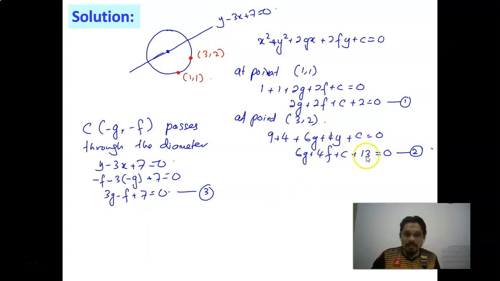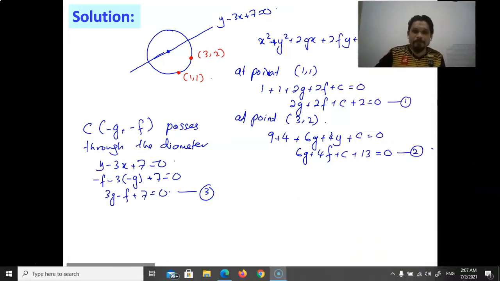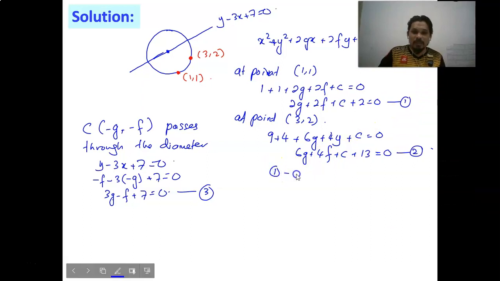c plus 13 equal to 0, but for this one here, there are only 2 variables, g and f. Okay, I get an idea. What if I make this one as equation 1 minus equation 2?